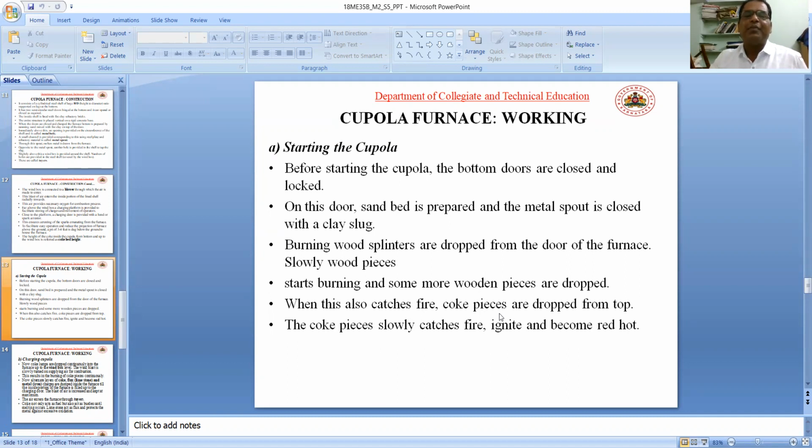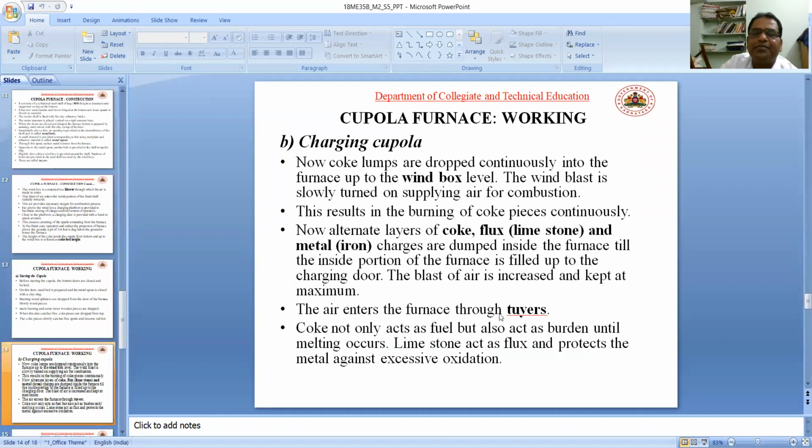Starting of the cupola. Before starting the cupola, the bottom doors are closed and locked. On this door, a sand bed is prepared and the metal spout is closed with a clay plug. Burning wood splinters are dropped from the door of the furnace. Slowly, wood pieces start burning, and some more wooden pieces are dropped. When this catches fire, coke pieces are dropped from the top.